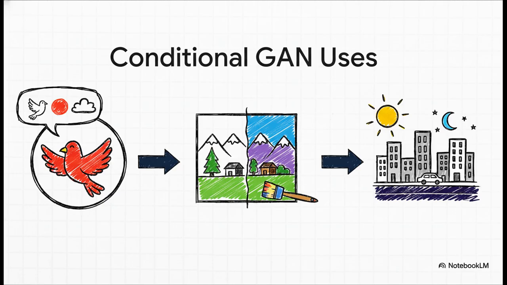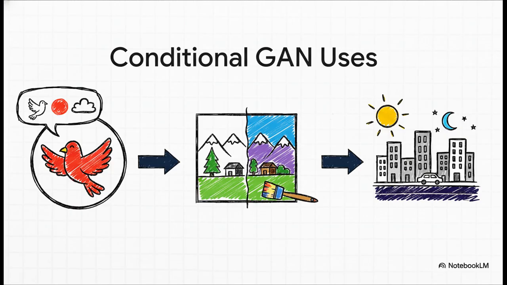And with this control, you can do some truly incredible things. You can give the GAN a line of text, like a photorealistic image of an astronaut riding a horse, and poof, it generates it from scratch. You can feed it an old black and white photo and say, make this color, and it will intelligently colorize the whole thing. You can even take a photo of a summer landscape and tell it to make it winter, and it will realistically transform the scene, adding snow and changing the lighting.